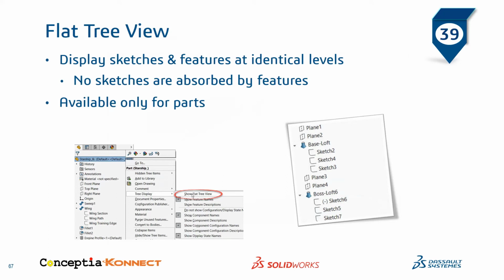Number 39. Flat tree view. It displays sketches and features in the Feature Manager design tree at identical levels. No sketches are absorbed by features and it is available only for parts. Right click the part in the Feature Manager design tree. Tree display. Select Show Flat Tree View.